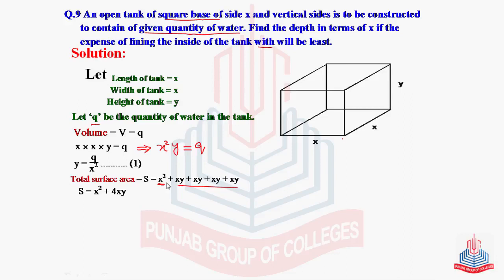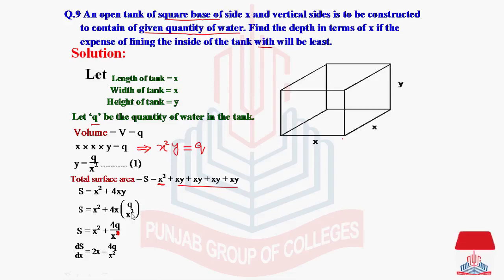You can easily say that the difference is only where volume is 4, and from there we get the value of y, which was 4 over x square, but here the volume is Q, so the value of y is Q over x square. So S, the surface area, is equal to x square plus 4Q over x. This one is not square because after cancellation.